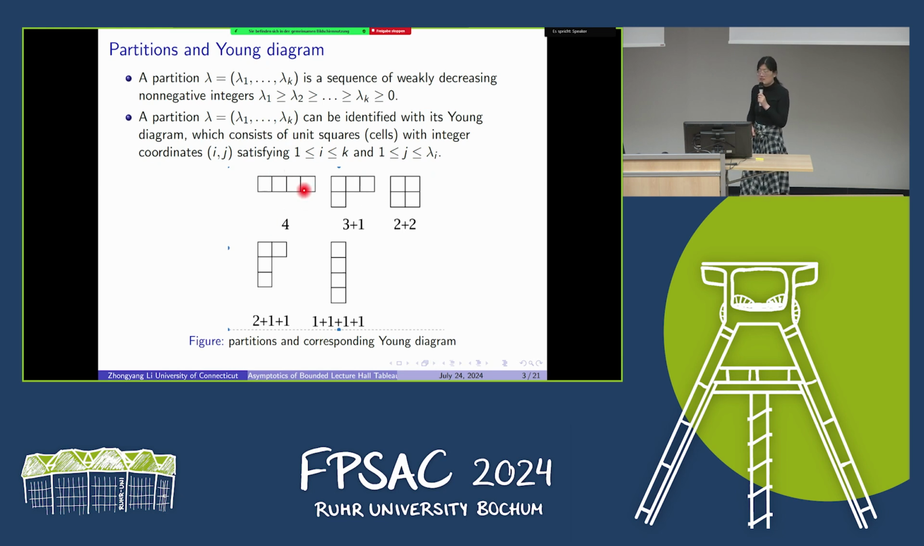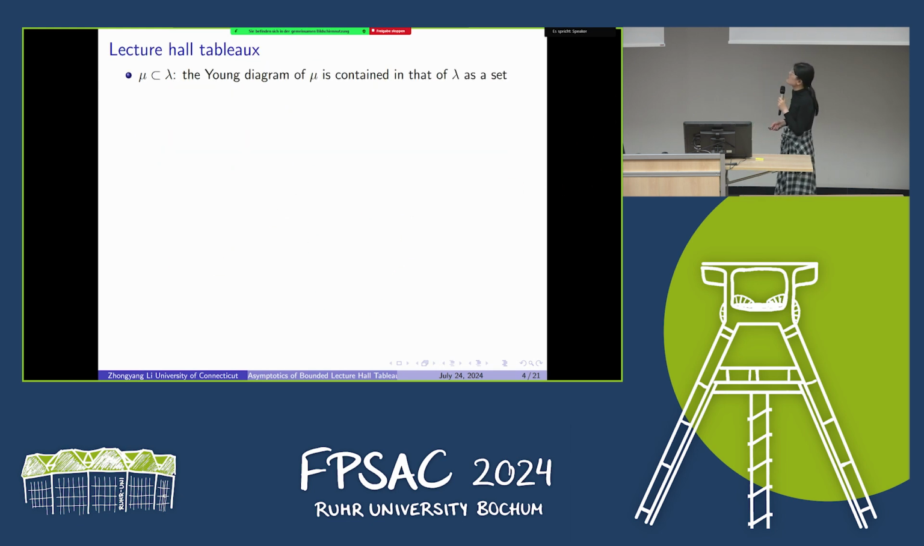So here is an example. We have the partition (4), which has length 1, it's just one row of 4 unit squares. The second one has 2 rows. It is the partition (3,1), with the first row 3 unit squares and the second row 1 unit square. And here is the partition (2,2), with the first row 2 unit squares and the second row 2 unit squares, and so on. So the partition and its corresponding Young diagram are in one-to-one correspondence.